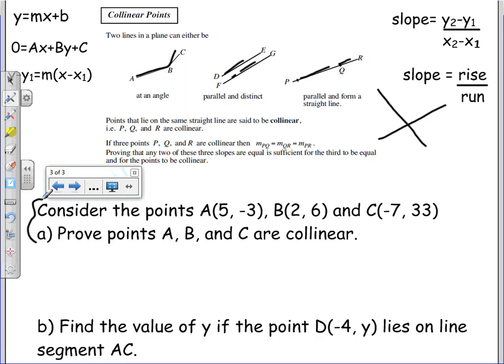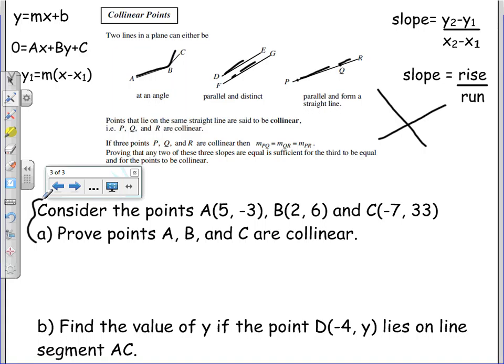You're going to have to figure out the slopes in between these points, right? So the slope from A to B and then the slope from B to C. I think I picture what you're saying. I think that'll work.